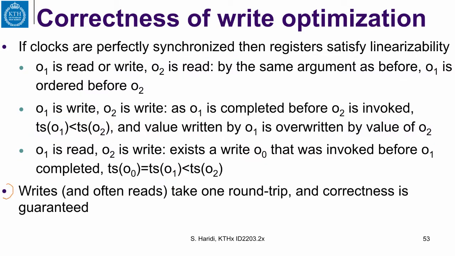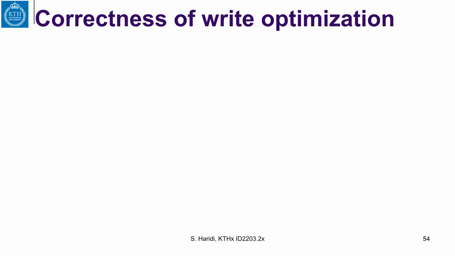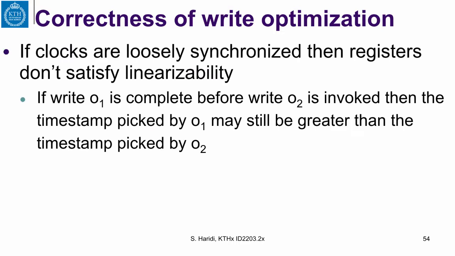So what does this mean now? It means that we have, with perfectly synchronized clocks, that writes and quite often also reads take one round trip and correctness is guaranteed. That is great. We have achieved very good performance for linearizable read-write registers. Now let us look at the other case if the clocks were not perfectly synchronized.